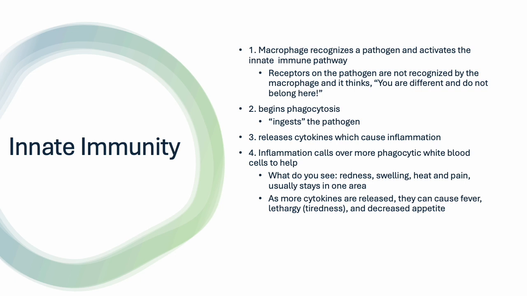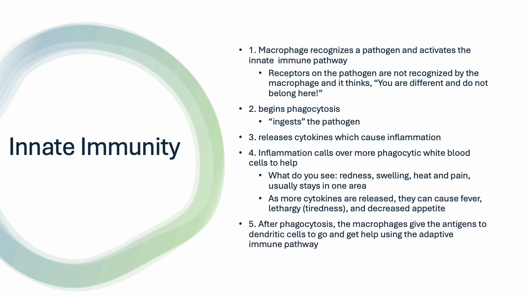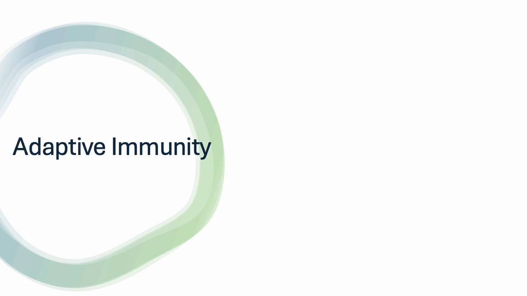As more cytokines are released, if this little infection does not go away quickly or is not taken care of quickly, the cytokines can cause fever, lethargy, or tiredness, and decreased appetite as the body tries to keep resources contained to fight the infection. After phagocytosis, the macrophages give the antigens from the pathogen to dendritic cells to go and help using the adaptive immune pathway.